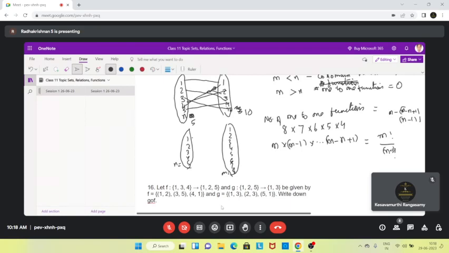Is this clear? Think about it, it is not rocket science, just simple arithmetic, counting the number of functions. In IIT JEE, generally there will be problems on this. Now count the number of functions, number of one-to-one functions, like that, number of relations. If you did not understand, please feel free to stop and ask me. If you are finding it hard, please let me know.